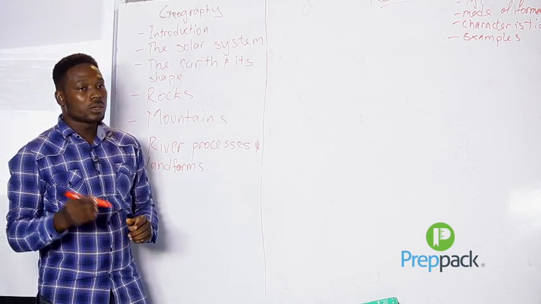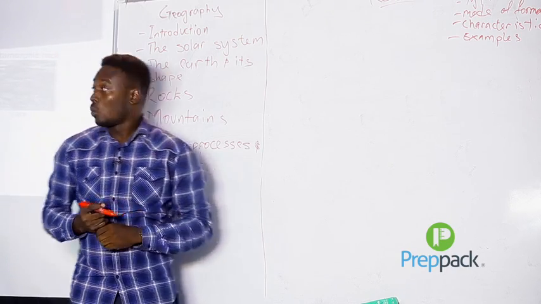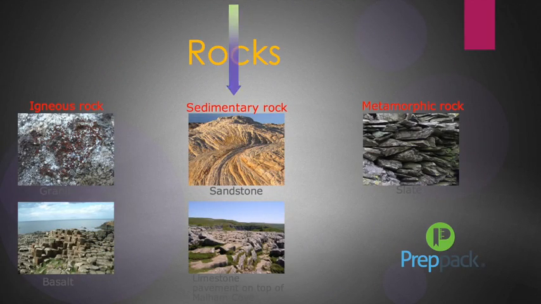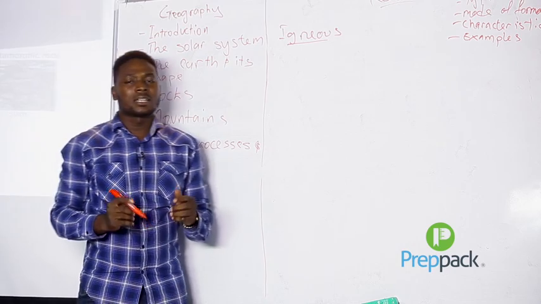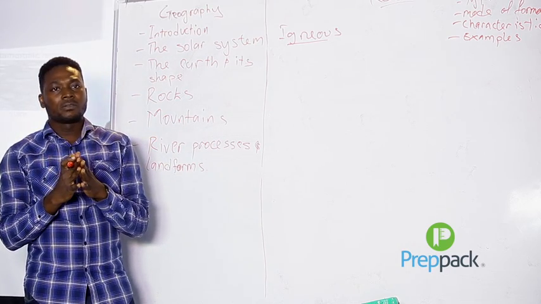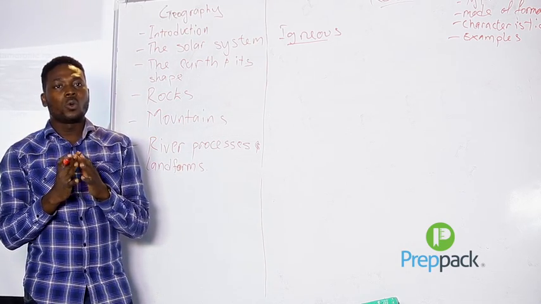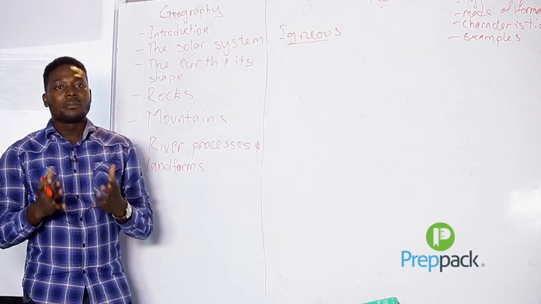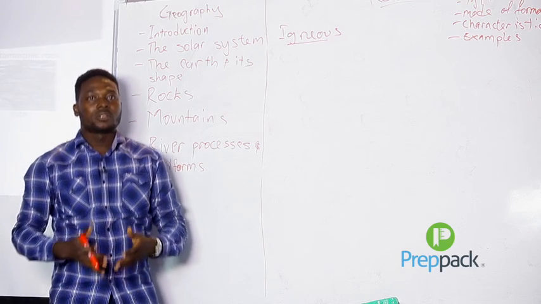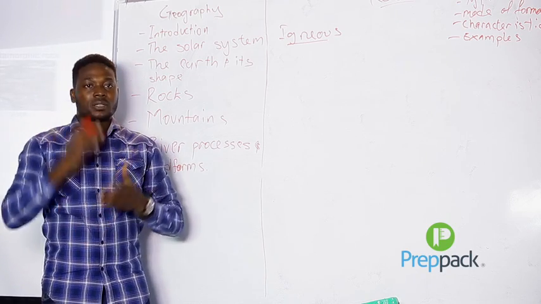So when we talk about rocks, we have three major types of rocks. We have sedimentary rocks, we have igneous rocks, and we have metamorphic rocks. We take igneous rocks first. Igneous rocks are rocks that are formed as a result of the solidification and cooling of molten magma, which erupts from the bottom of the earth upwards.